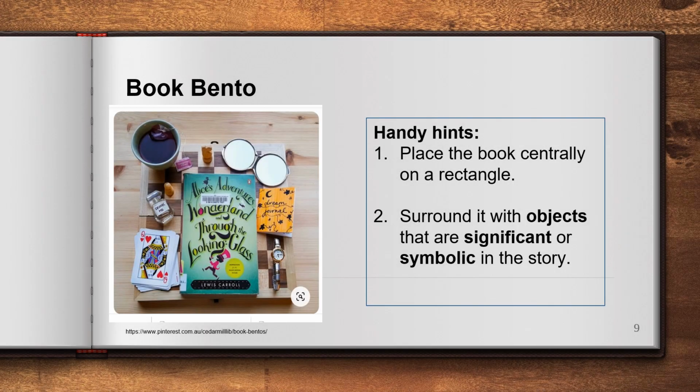Book bentos are another great way to visualize the objects that are significant or symbolic in a story. So you place your novel centrally on a rectangle and you make sure it has objects around it that are really important in the story.